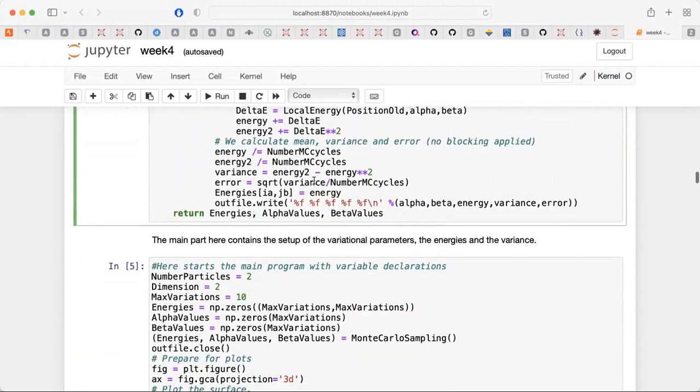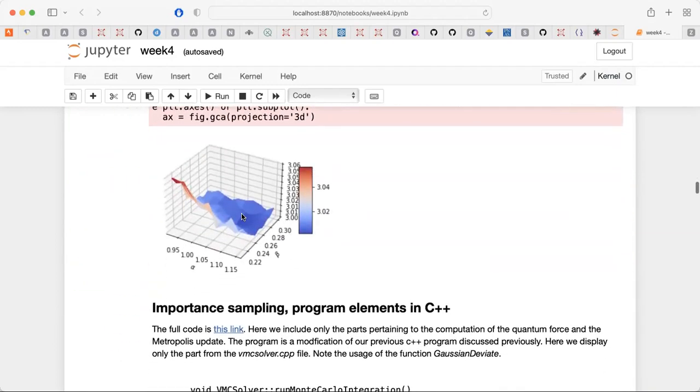To get a smoother curve, I should actually have run with close to 1 million. But you will see that the minimum is around 3, which is the exact value in 2 dimensions. And it has a parameter alpha, which is around 1, slightly above. And then it has a parameter beta, which is around 0.28 to 0.3. So this is roughly where you would have the minimum here. And it's pretty close to the exact wave function, or the exact result here.